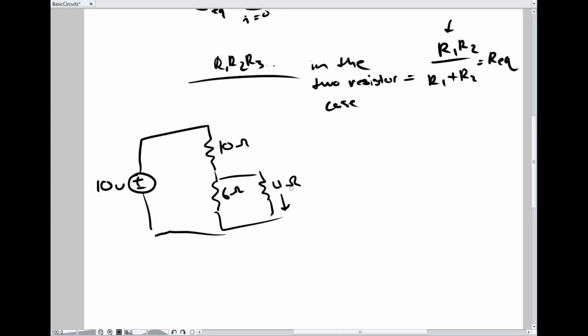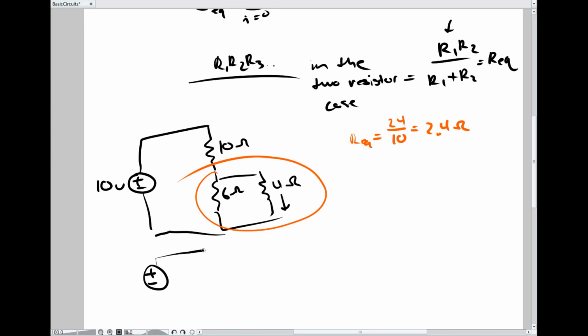Well, this is the combining equivalent resistances way of solving this, using voltage division and current division, again from freshman physics. So the first thing we do is we combine all of these resistors into an equivalent resistor. If we start with lumping these two together, we say, okay, Req is equal to the product over the sum, which is 24 divided by 10, which is equal to 2.4 ohms. And then we redraw the circuit, replacing those two resistors with a 2.4 ohm resistor.